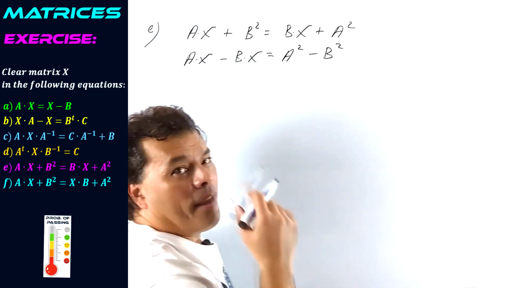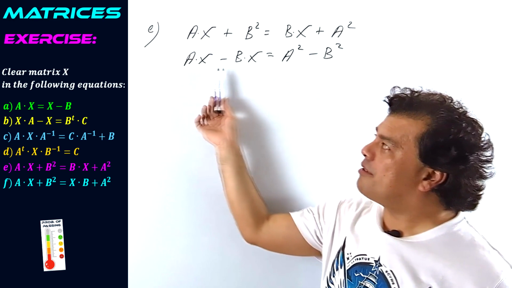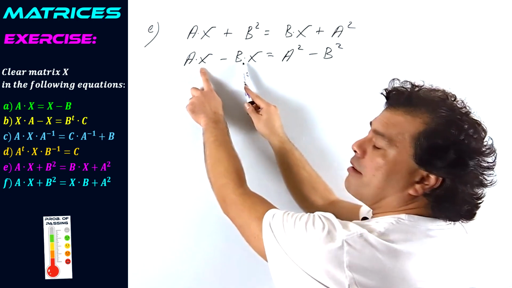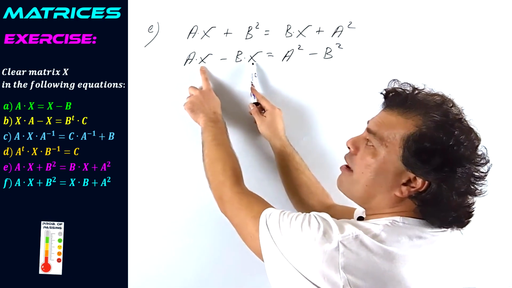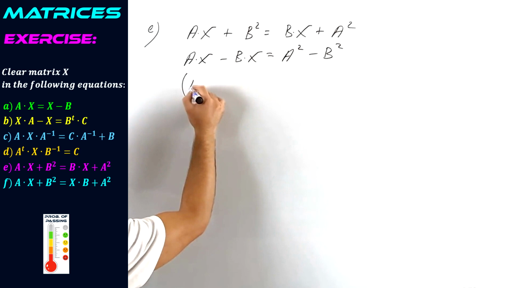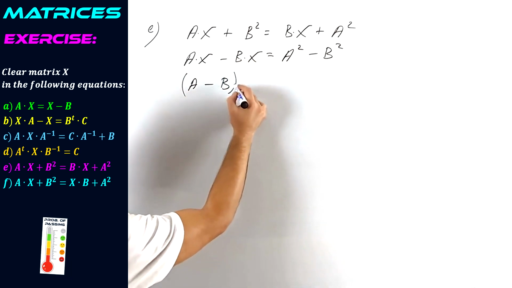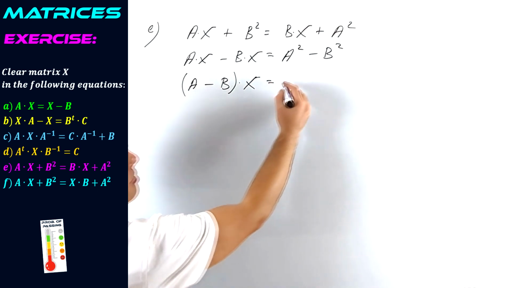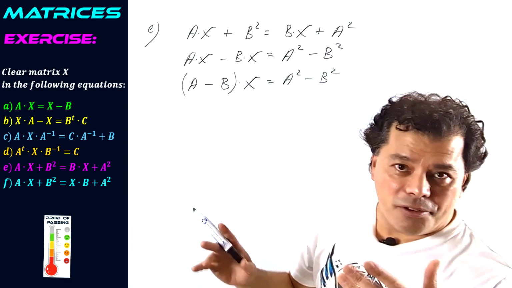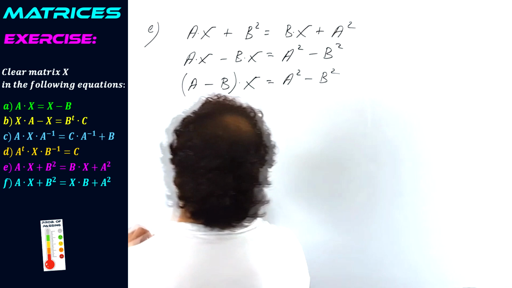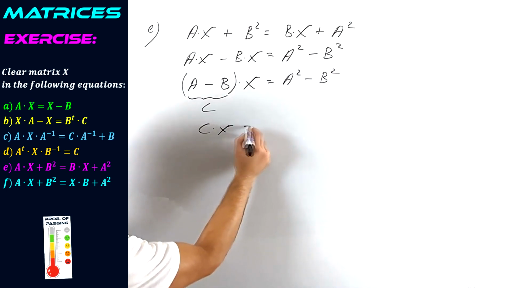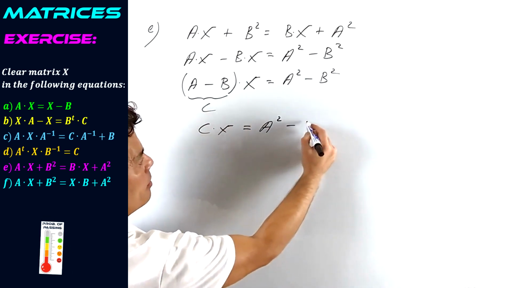squared, okay? And take a look at this expression, because you can see that luckily matrix X is at the right side in both terms. So we can take it as common factor to the right, okay? To the right. A minus B multiplying matrix X equals, and we are not moving the right side. Now, as usual, we can name this expression matrix C. And what do we have? C multiplying X equals A squared minus B squared.